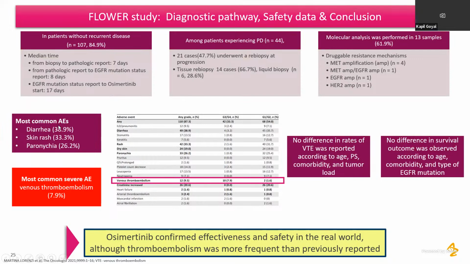The most common adverse events were diarrhea in 38.9% of patients and skin rashes in 33%. The point to note here is that venous thromboembolism was seen in 9.5% of the cases, which was surprising because in the FLAURA trial, only approximately 1% of patients had venous thromboembolism. Although according to age, PS, comorbidity, and tumor load, the incidence of VTE was not different. So while giving osimertinib, we have to keep this possibility of venous thromboembolism in mind and deal with it accordingly. So osimertinib has confirmed effectiveness and safety in the real world, although thromboembolism was more frequent than previously reported.